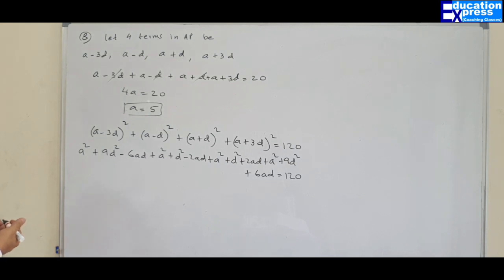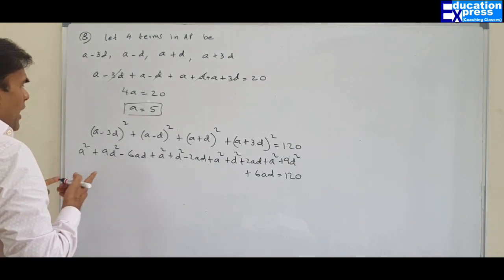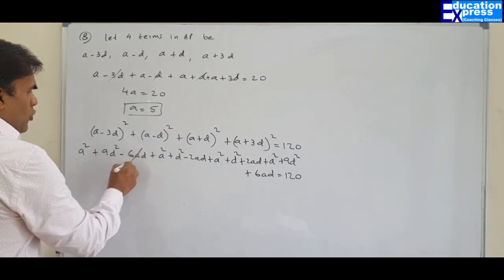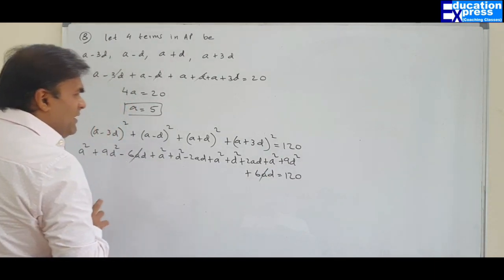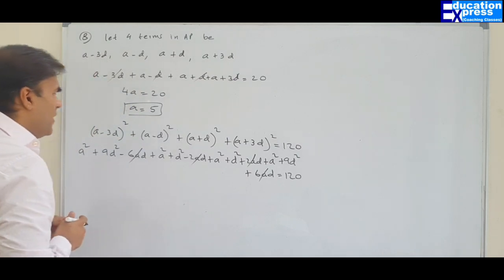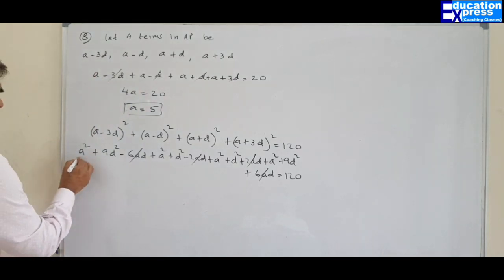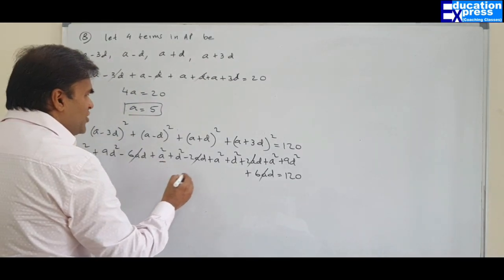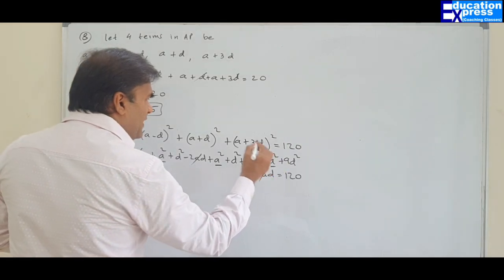See if there is a scope of any cancellation. Yes sir, there is a scope of cancellation. Plus 6AD minus 6AD, minus 2AD plus 2AD. Besides that, there is no scope of any cancellation. A square plus A square plus A square plus A square.